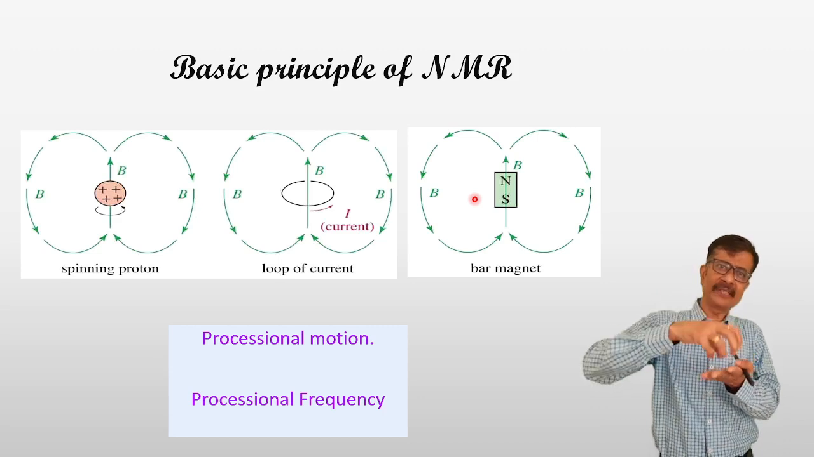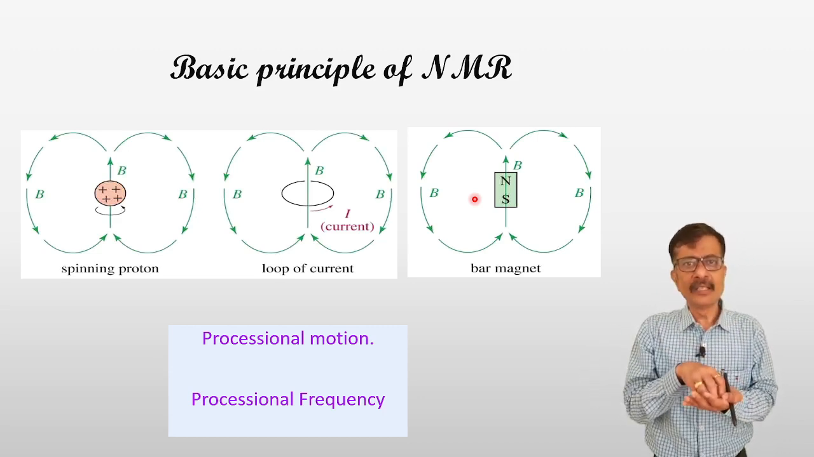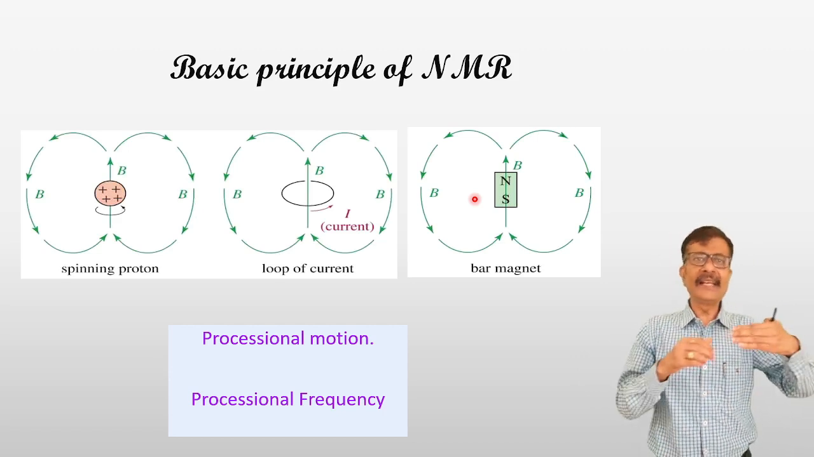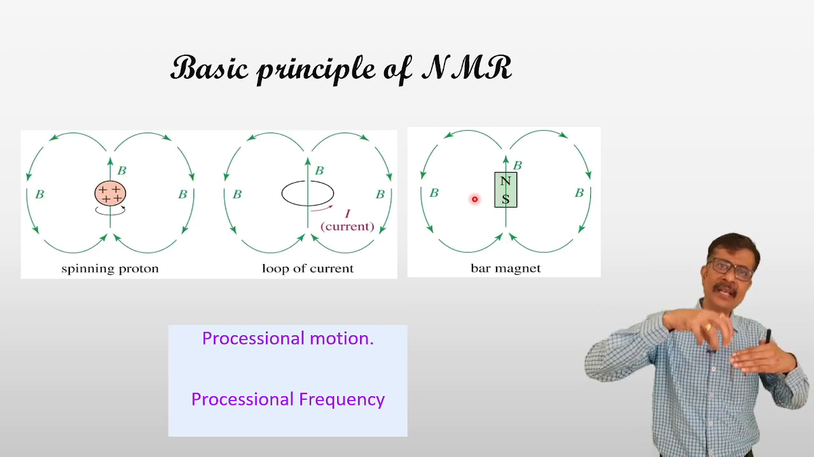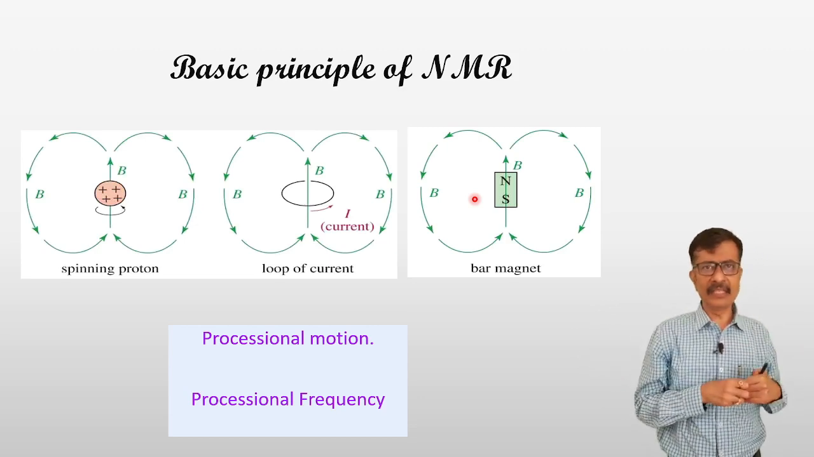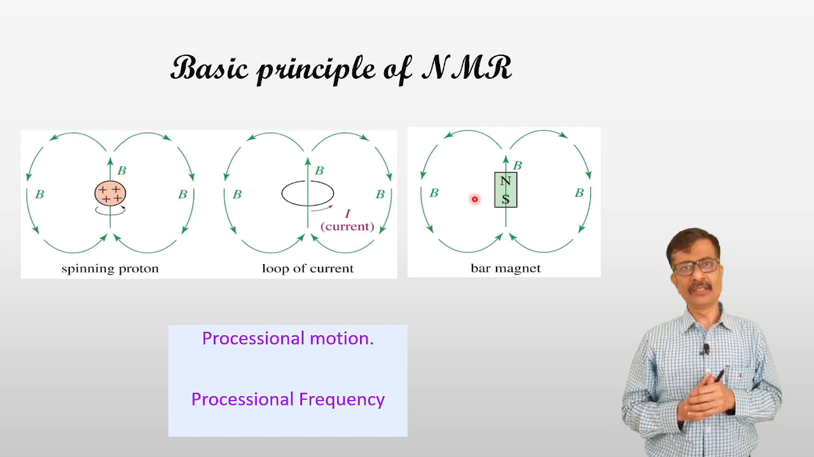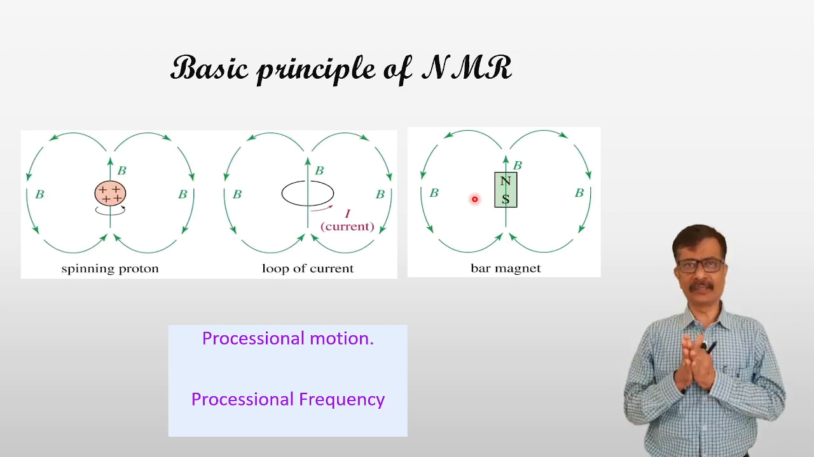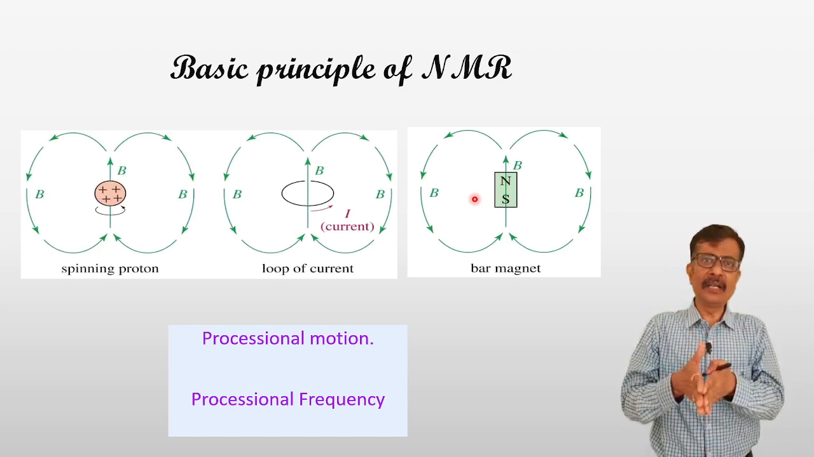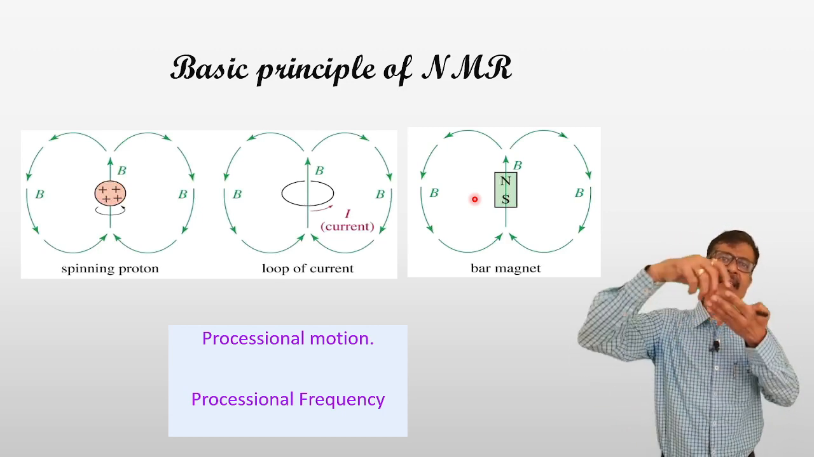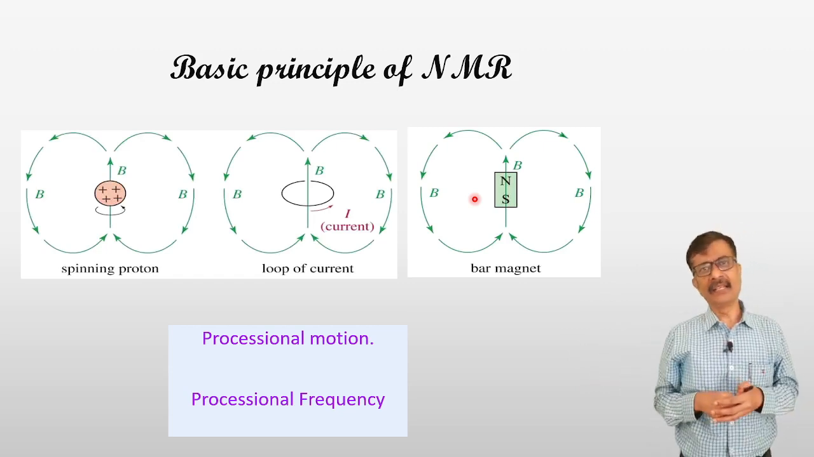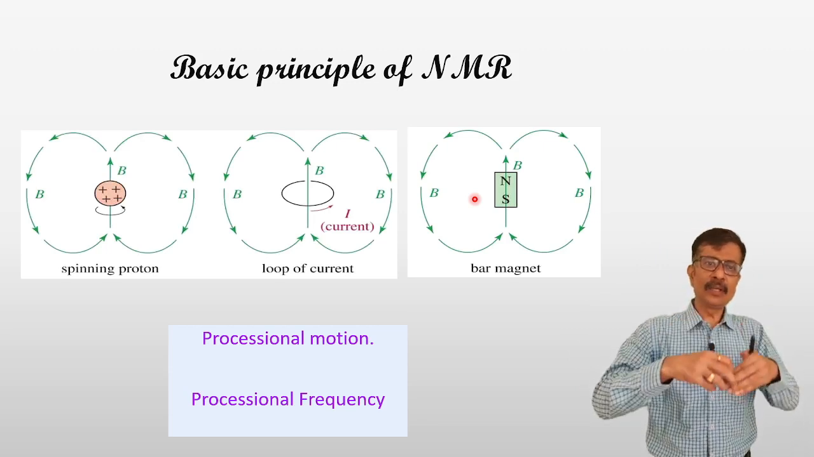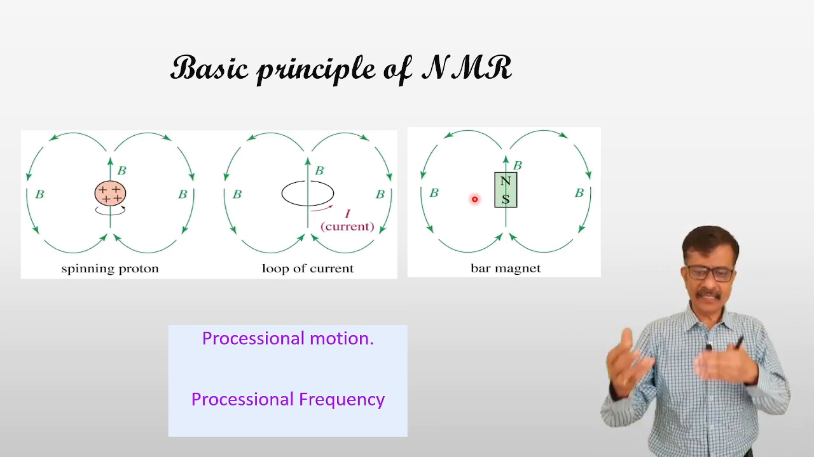When the precessional frequency of a particular proton is equal to the frequency of the applied radio waves, it is said that the proton is in resonance with the radio waves and it absorbs them. So the name nuclear magnetic resonance, because in the magnetic field the nucleus is in resonance with the radio wave supplied and it absorbs. This is how a nucleus absorbs the radio waves and records.